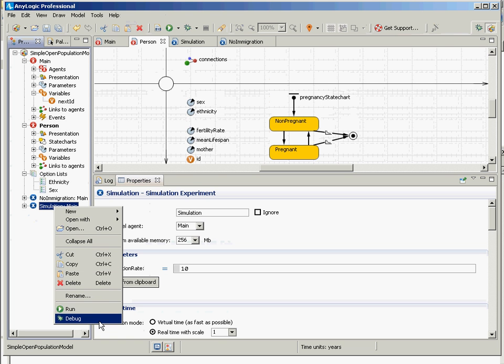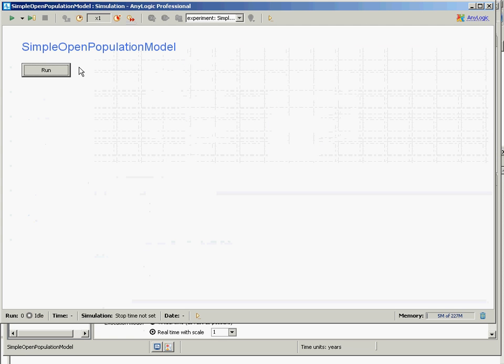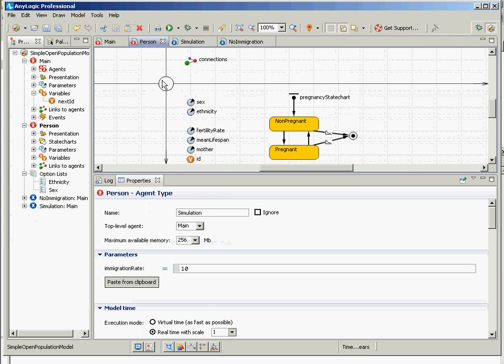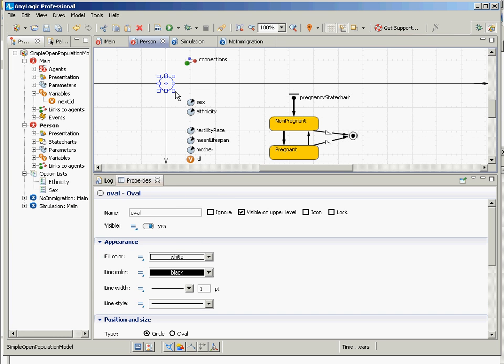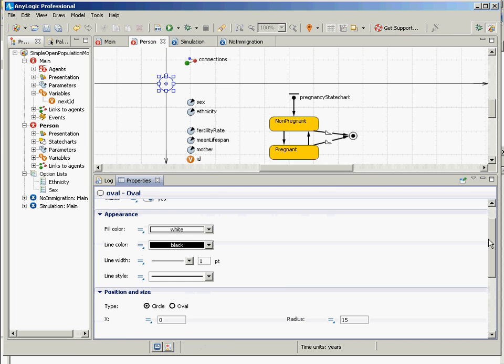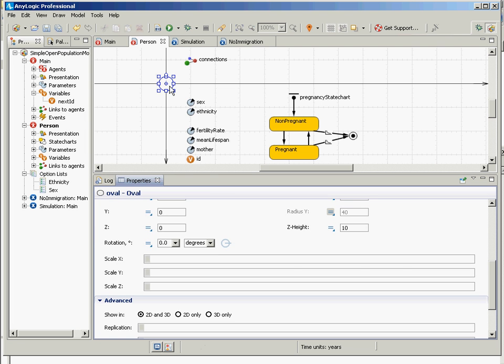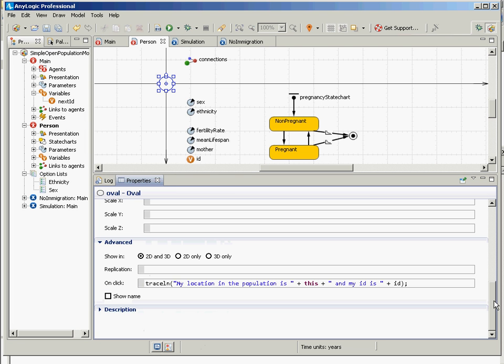Do you folks want me to show you that code? Okay. Sorry about that. The descent into geekdom is complete. So you got a person, and you click here, and you go down to advanced. This is something we've never done before. You click on this circle, you go down to advanced, and then you have this on click. And what this does is it allows you to execute code.